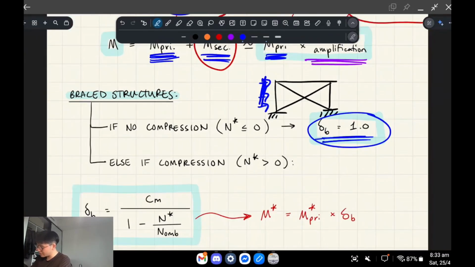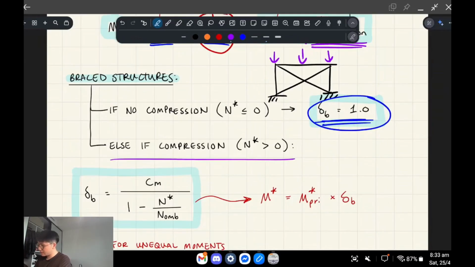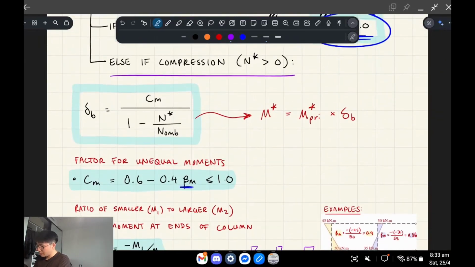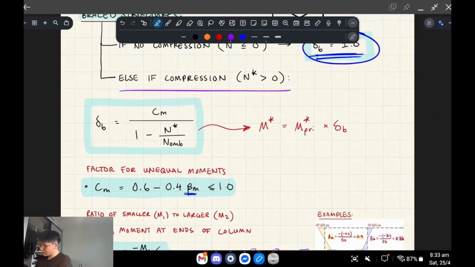But if there is compression, let's say a point load which travels into your column as a reaction, then you basically have to amplify your moment in that column. And the way that you do that, this is the overall formula to calculate it, but it goes in steps, right?